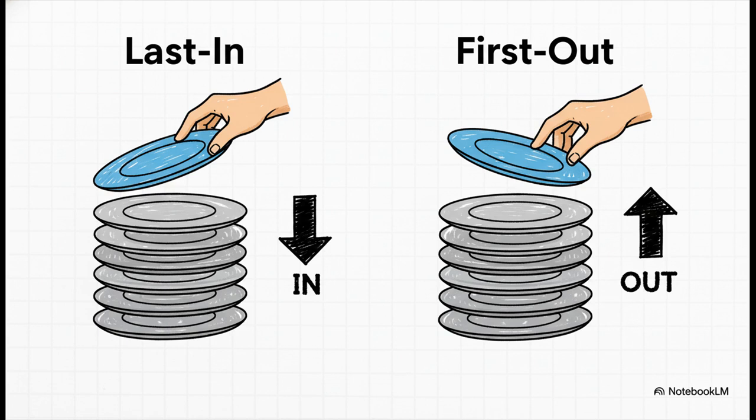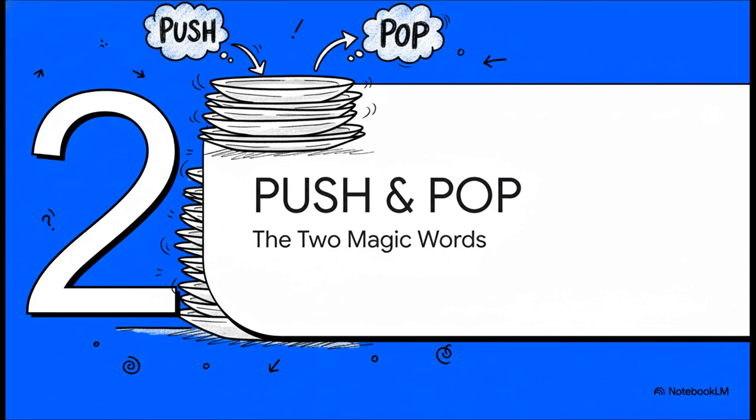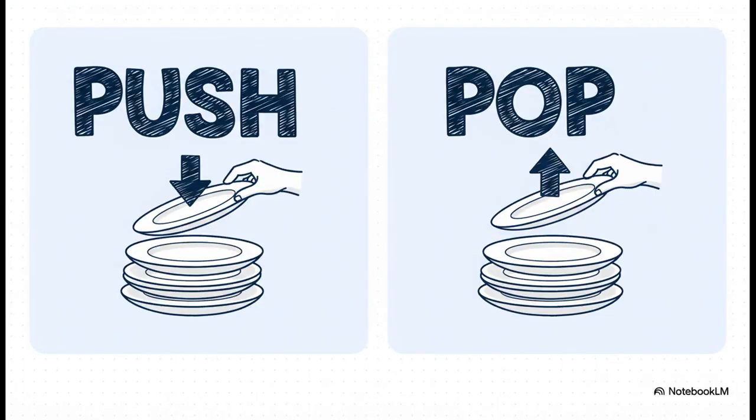See? So logical. Okay, now in the world of computers, we don't say put an item on or take an item off. We have two special, almost magical words for this, which are very important for your exams. And those two words are push and pop. It's really that simple. When you push, you are adding a new item to the top of the stack. And when you pop, you are taking an item off from the top. So push is for adding, and pop is for removing.